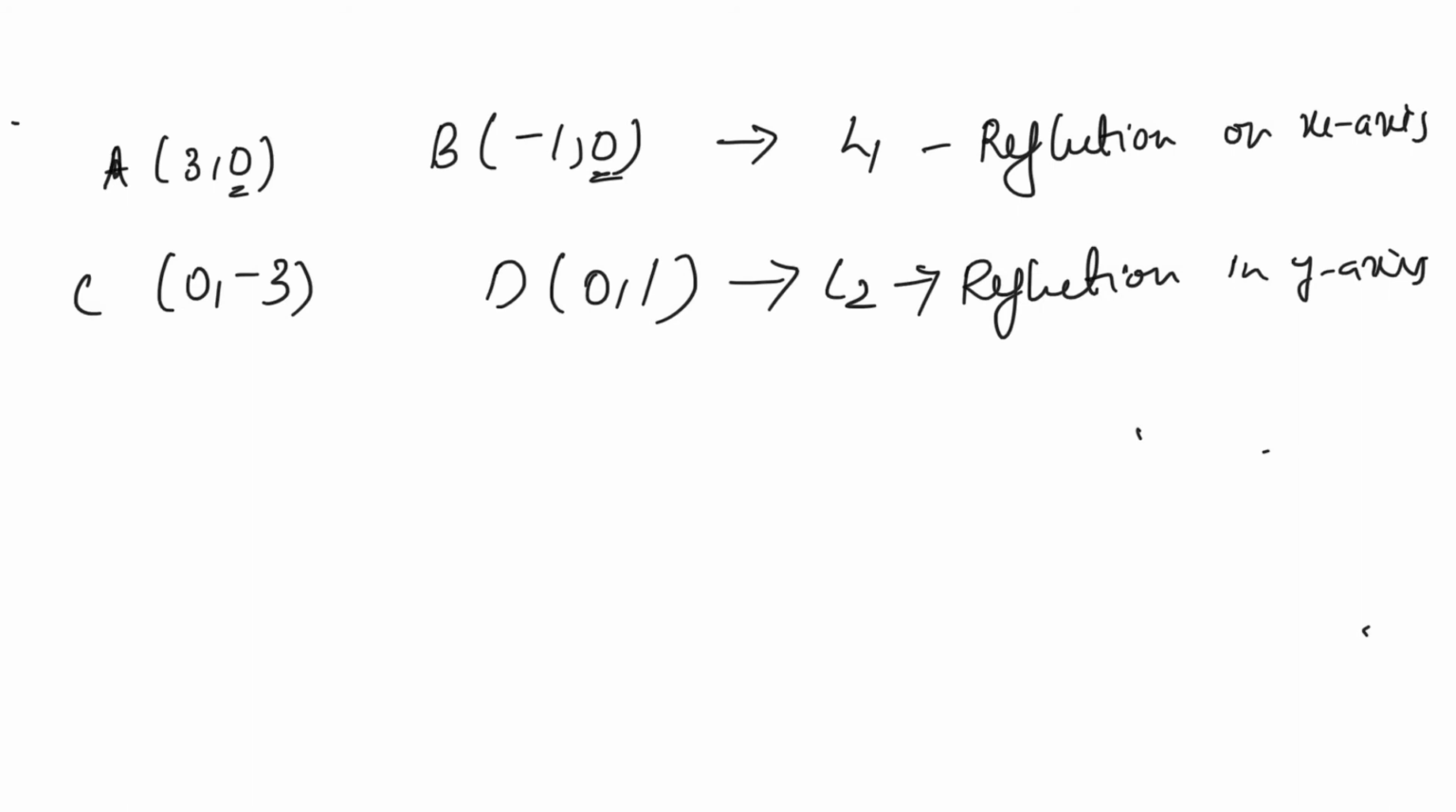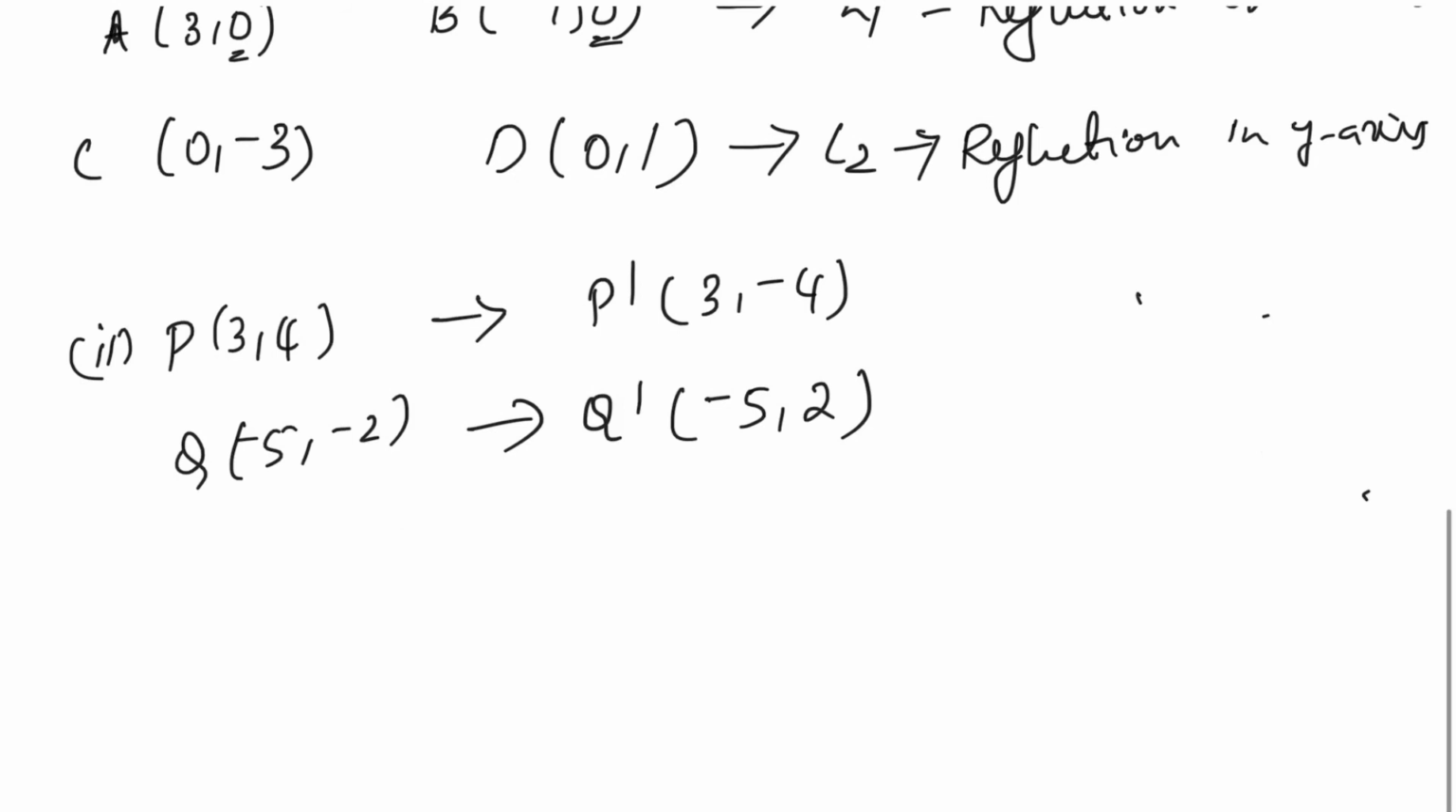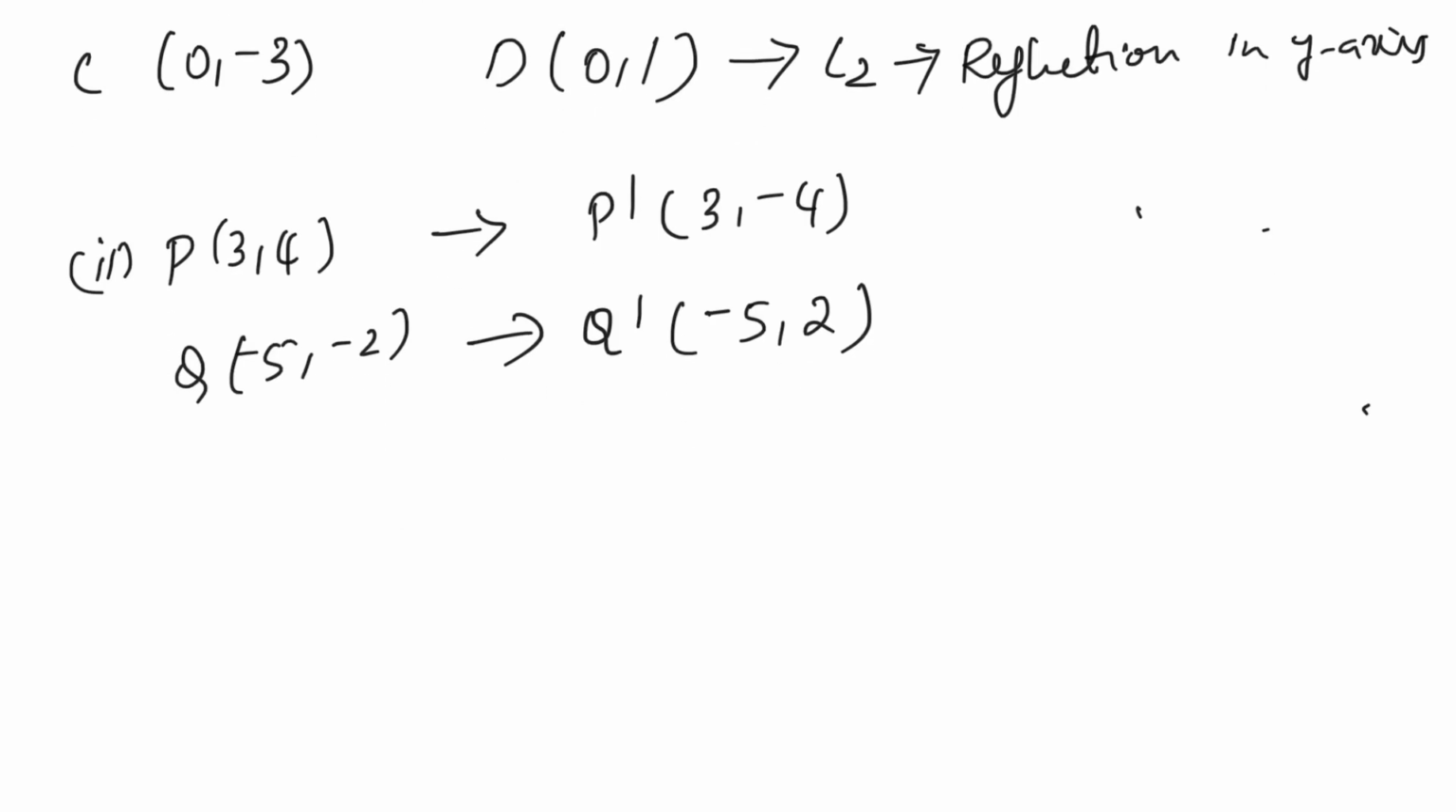Write down the images of P(3, 4) and Q(-5, -2) on the reflection in L1. L1 is reflection on the x-axis. So what will that be? P dash will be (3, -4) and Q dash also will be (-5, 2). Minus 2 will become 2.